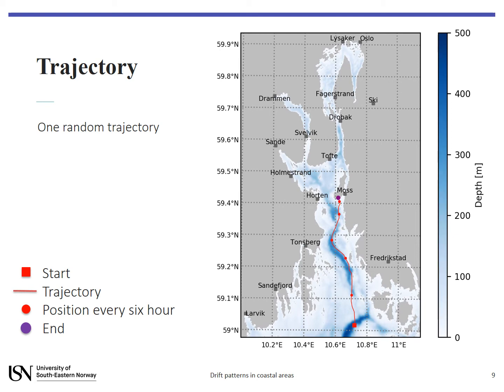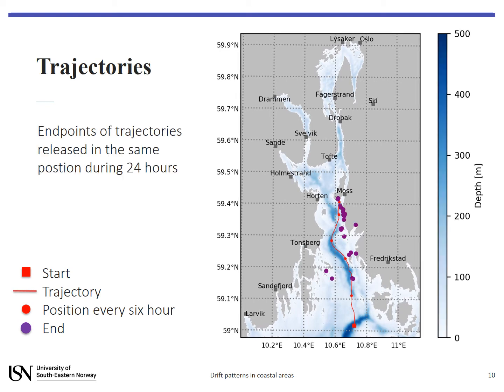So should we send all our personnel and material to clean that specific beach? Unfortunately, it's not that simple. These are the expected stranding points of particles released at the same position but during a time span of 24 hours, according to the drift model. Many of the pellets are expected to strand close to the city of Moss, but not all, as the trajectories are sensitive to the currents which change with time.